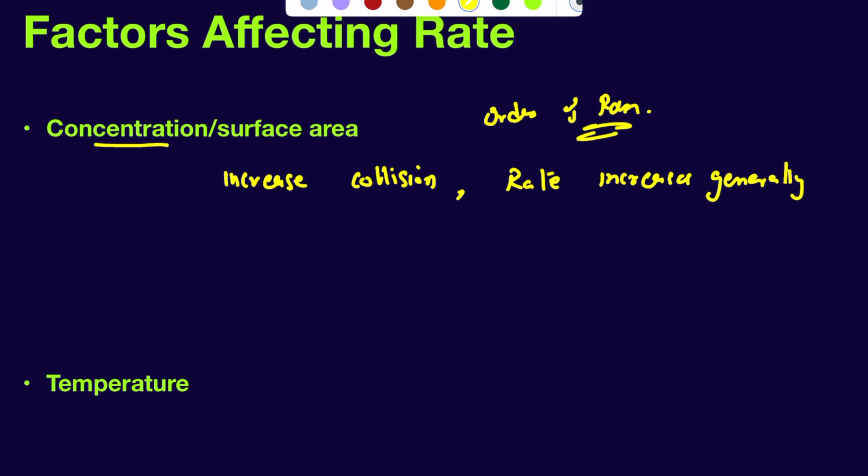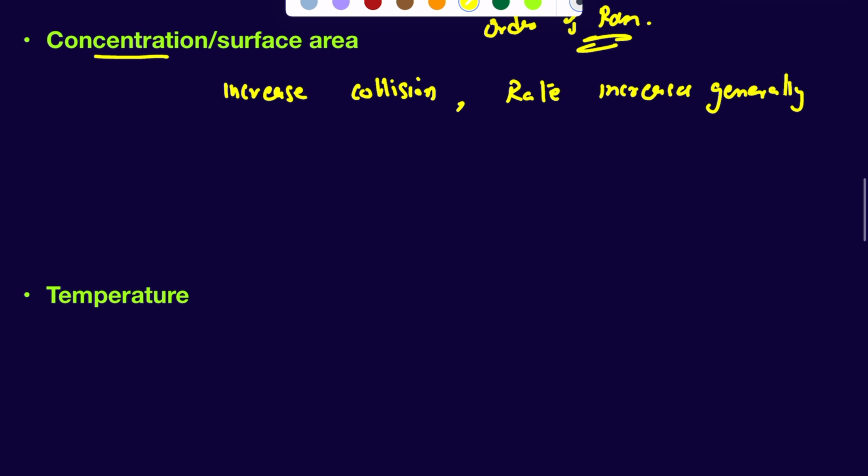Now, the second factor that you can have is the temperature. If you increase the temperature, the kinetic energy goes up. So when the kinetic energy goes up, that means the velocity of the molecules that are moving also goes up. So if they are moving faster, that means they are going to be colliding more often as well. And if they're colliding more often, that means you're increasing the amount of collisions, and that would also increase the amount of collisions with good orientation.